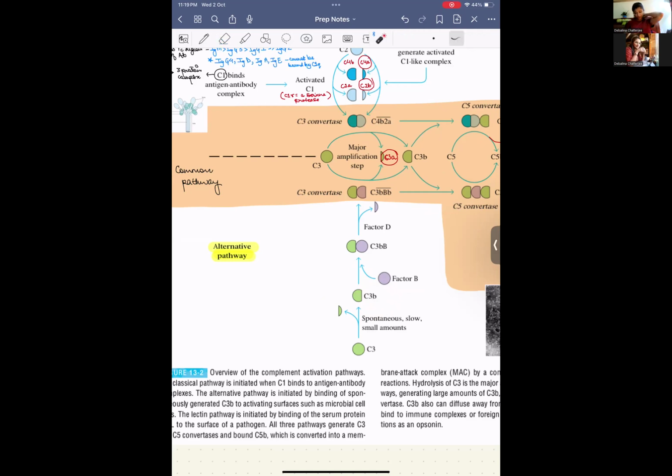Because of this joining, what forms? Factor B also has, if it binds to the... let me just draw it here.